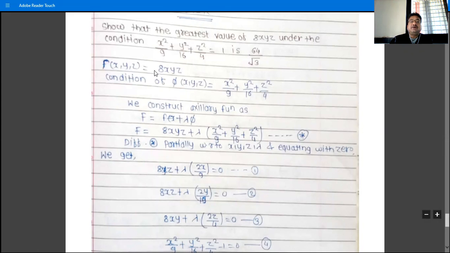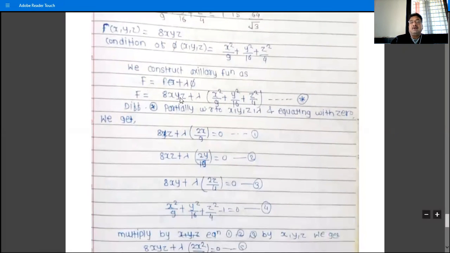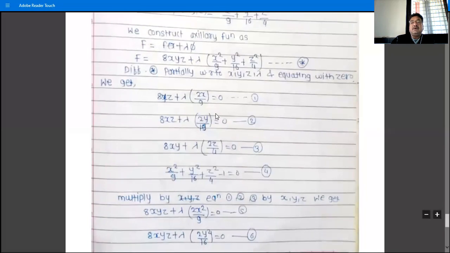So we denote this function by f(x,y,z), that is f(x,y,z) is equal to 8xyz, and this is the condition denoted by φ(x,y,z), minus 1. Then we construct the auxiliary function that capital F is equal to small f plus lambda into the condition, that is x square by 9 plus y square by 16 plus z square by 4 minus 1. So this is the auxiliary function.